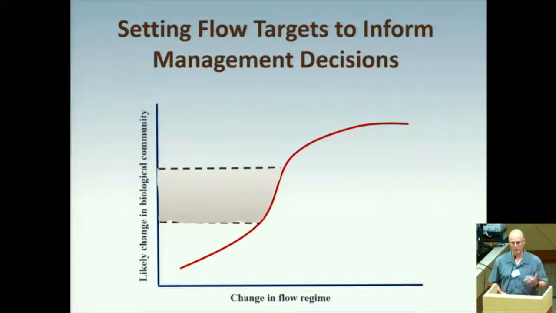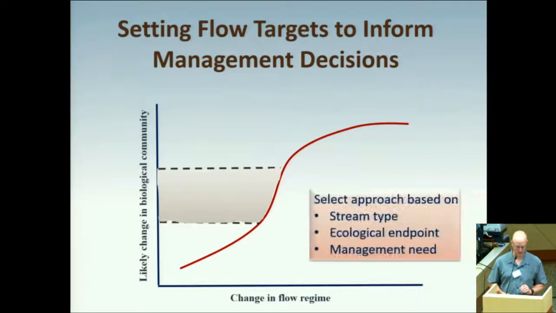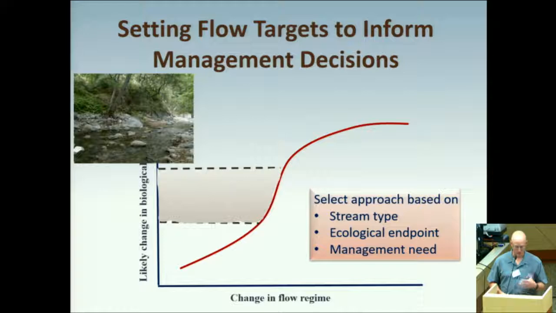And so when we think about this tier two that you heard about, we have to think about some basic starting points for our analysis. So we have to think about what types of streams we're working in, what types of ecological endpoints, and what type of management needs. So in Southern California, we're dealing with intermittent and ephemeral streams primarily, and so those are the stream types that we're focusing on.